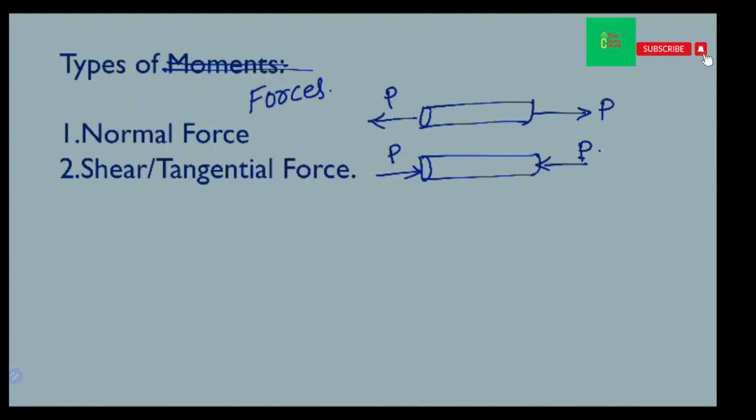The force which is normal to the plane, normal means perpendicular to the plane. For this plane, the load is perpendicular. This force is called normal force or perpendicular force. Shear force or tangential force means, consider the cube.